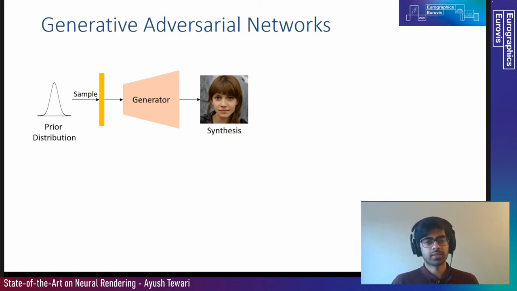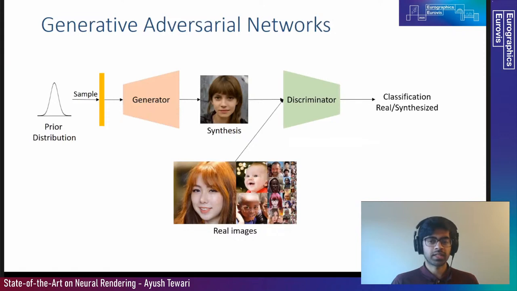To train such methods, a discriminator is used, which tries to distinguish between synthesized and real images. The generator has the opposite objective. So the discriminator is happy if it can tell the synthesized images apart from the real images, and the generator is happy if the discriminator fails at its job. This minimax game is played and the networks ideally converge to an equilibrium where the generator learns to mimic the manifold of real images, thus generating very realistic images at test time.